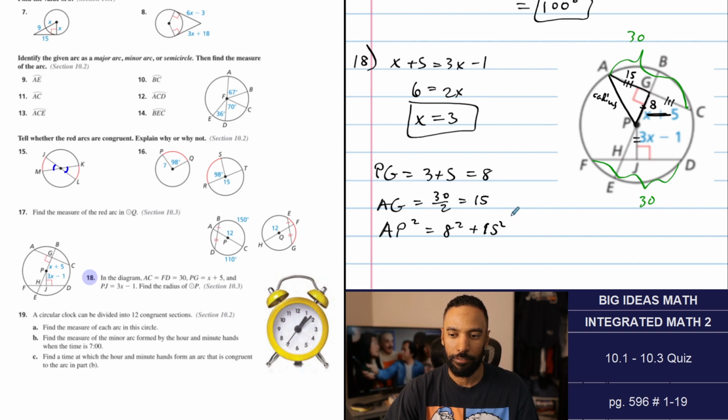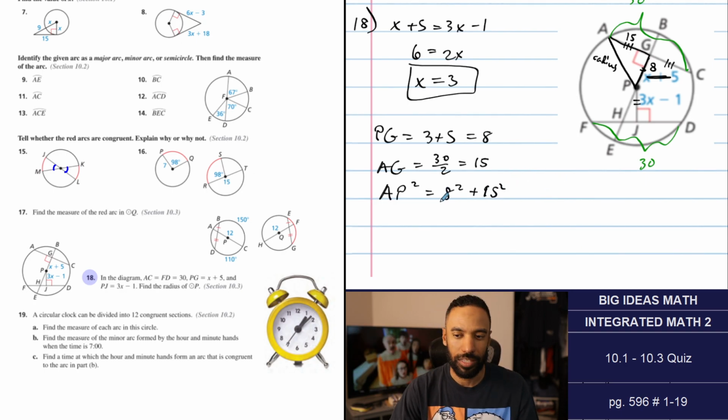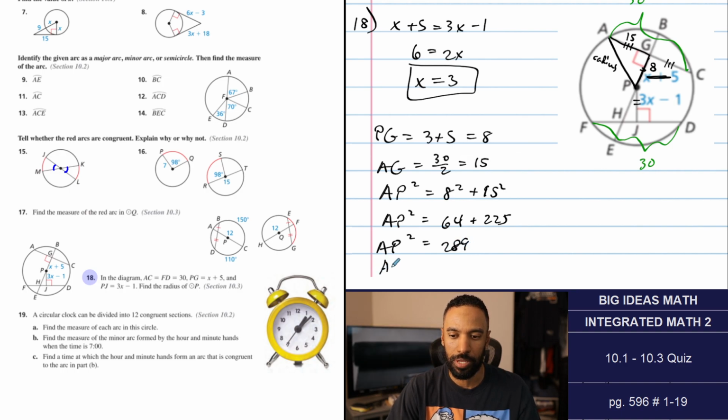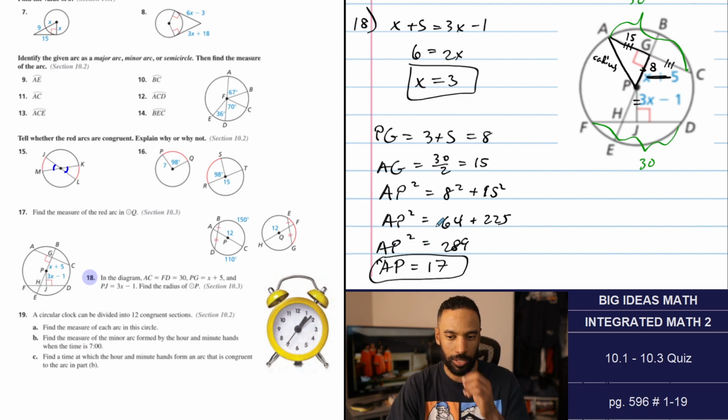Now, we've done 8, 15, 17. I just gave it away. We've done Pythagorean triples before. This is an 8, 15, 17 Pythagorean triple, so this answer will be 17. AP squared equals 289, and AP is 17. That is the radius. That is your answer. That is the length. Boom.